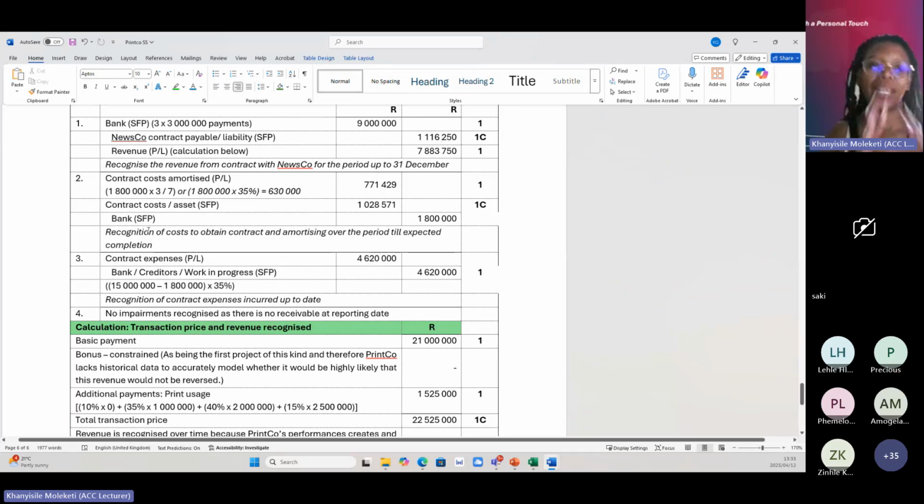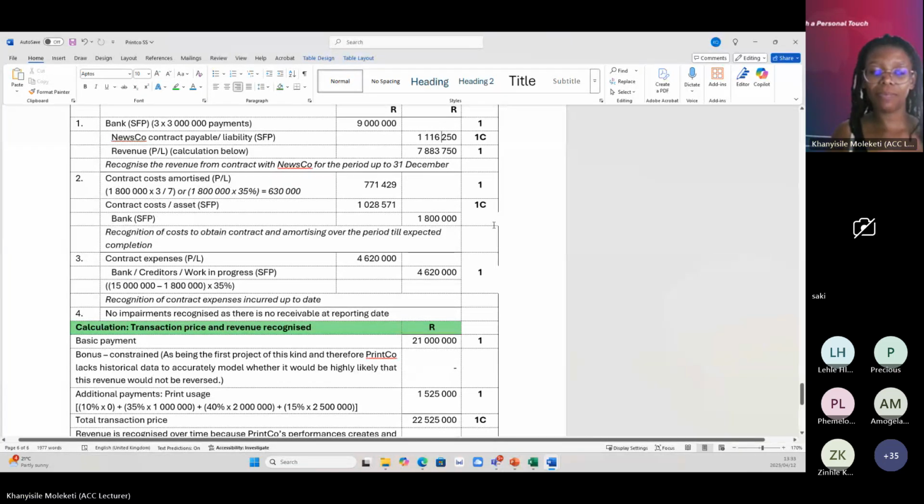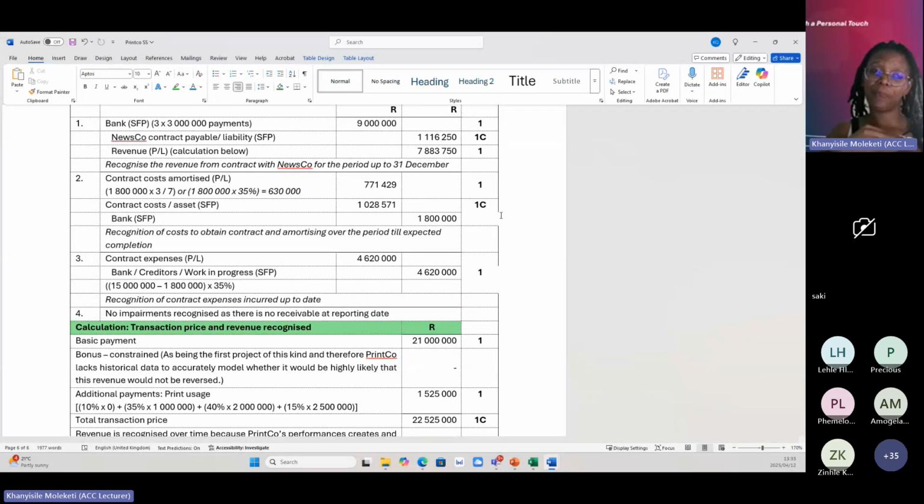So bank, whenever there's a bank leg, it's the easiest leg because you know there's a bank entry. If you're going to make a payment or receive a payment, very easy. Use that, right? So we know there's a payment going out of 1.8. We know there was contract costs. What we do is we amortize them over the period of the contract, unless we use a practical expedient, which they said we're not going to use this time. So we're going to amortize these costs over the 7 months of the period of the contract.